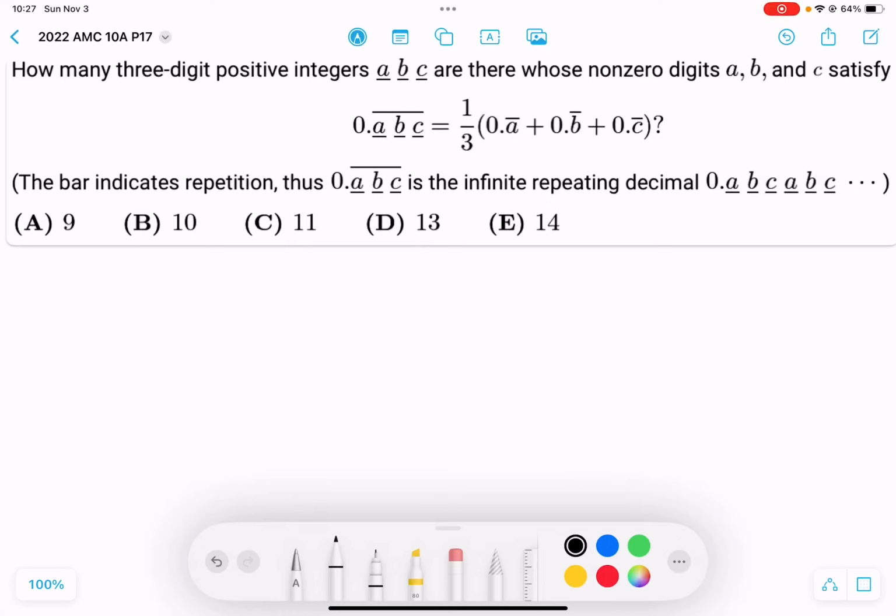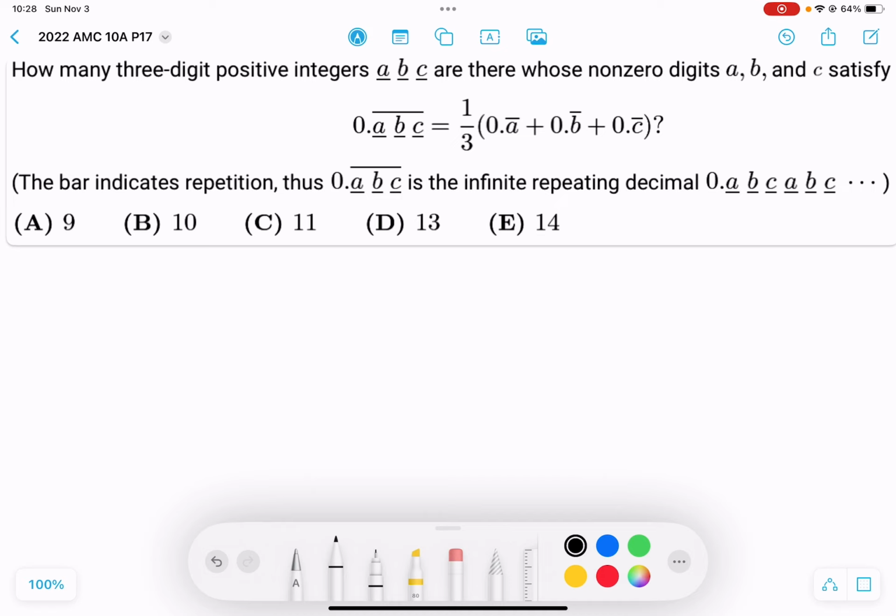So this is 2022 AMC 10A problem 17. How many three-digit positive integers abc are there whose non-zero digits a, b, and c satisfy 0.abc recurring equals 1/3 times 0.a recurring plus 0.b recurring plus 0.c recurring? The bar indicates repetition. Thus, 0.abc with a bar on top is the infinite repeating decimal 0.abcabcabc, etc.